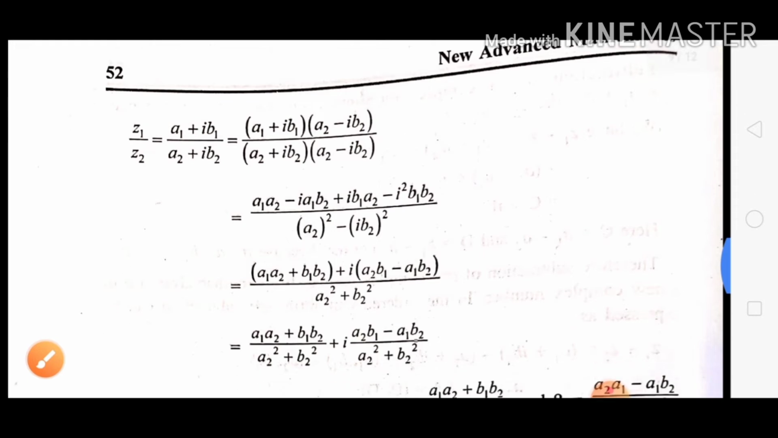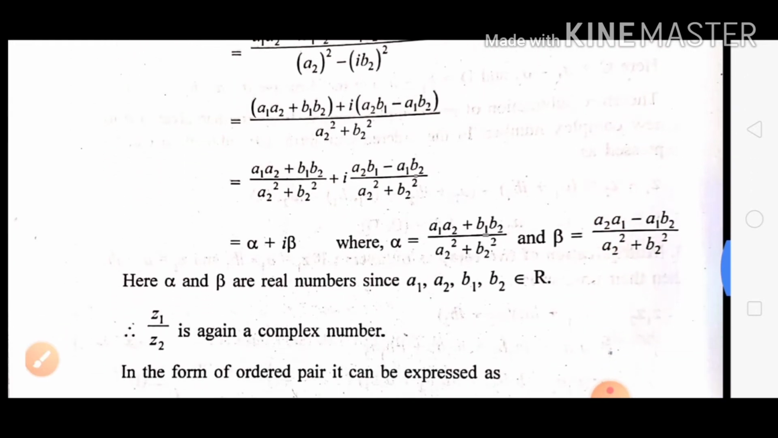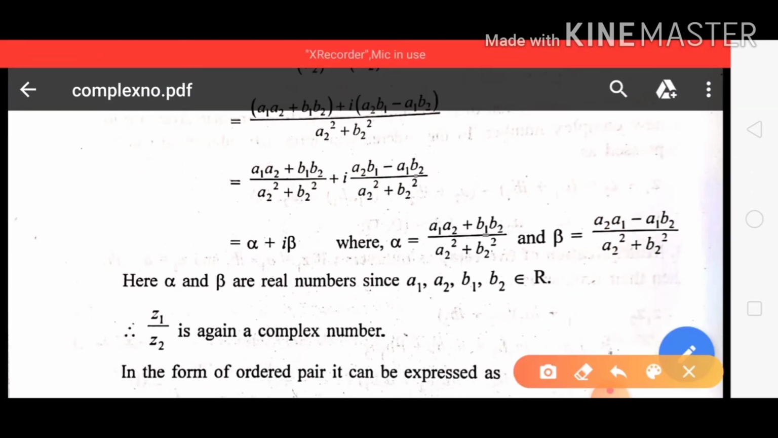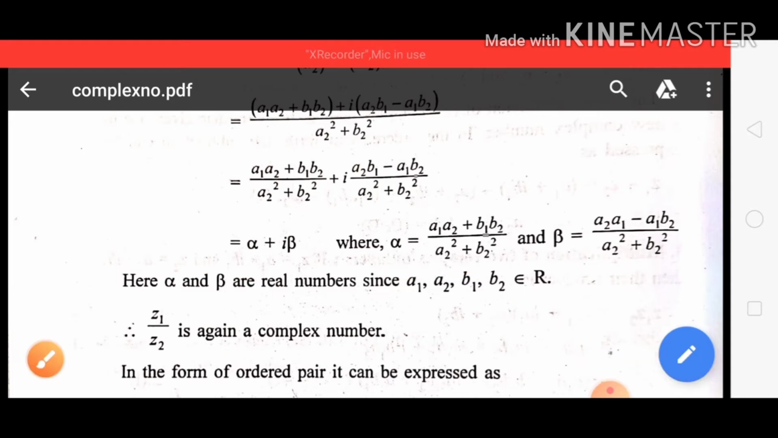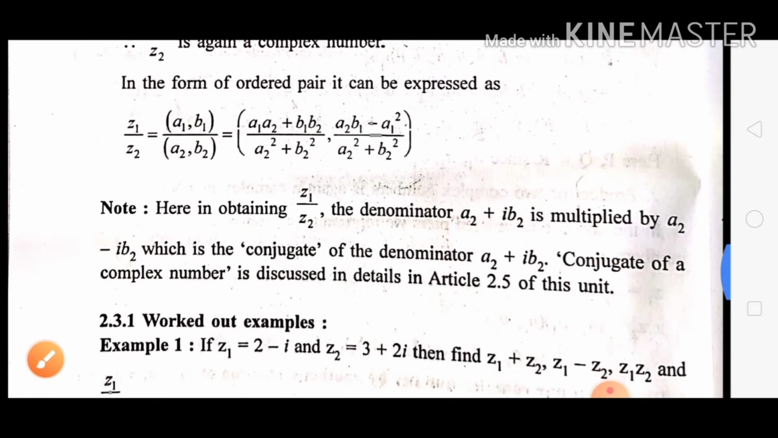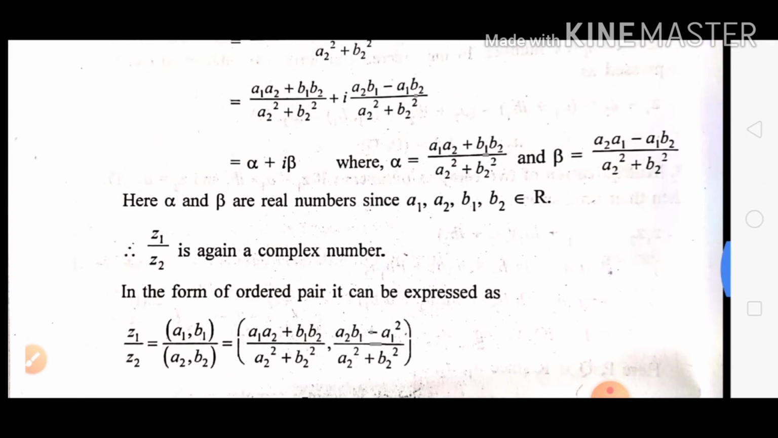We'll have the complex number as alpha plus i beta. This is the real part and this is the imaginary part. So we again have a complex number. That means, whatever it is, we can conclude that addition, subtraction, multiplication and division of two complex numbers gives us a complex number.